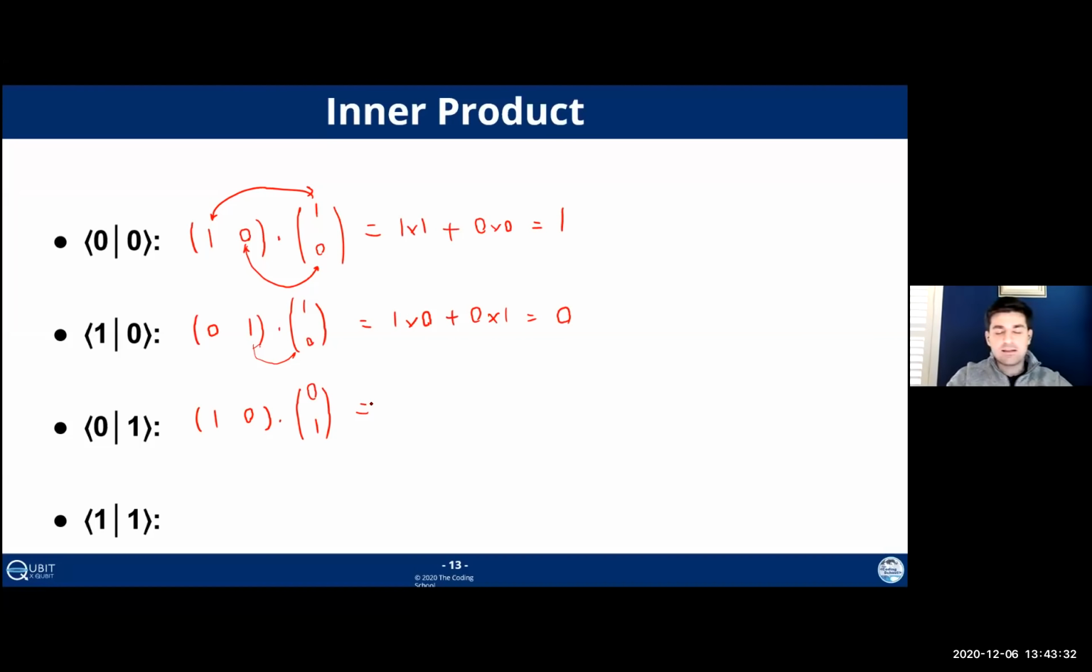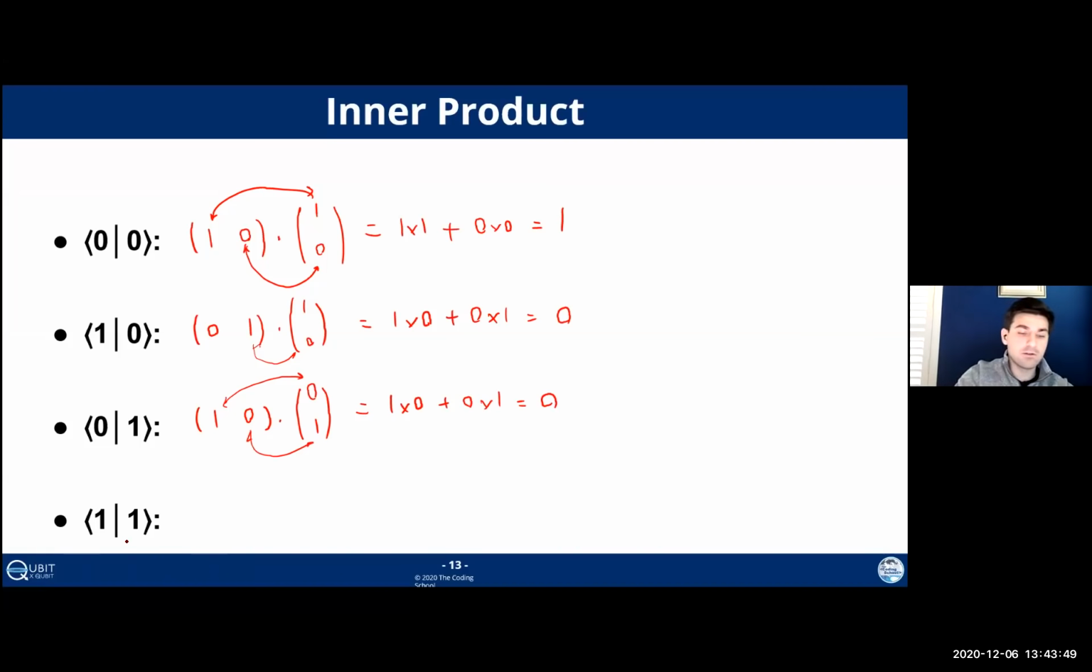And again, it's all the similar thing over and over again. So here we multiply 1 by 0, and then we add it to multiplying this 0 by this 1. And we get a 0 here.